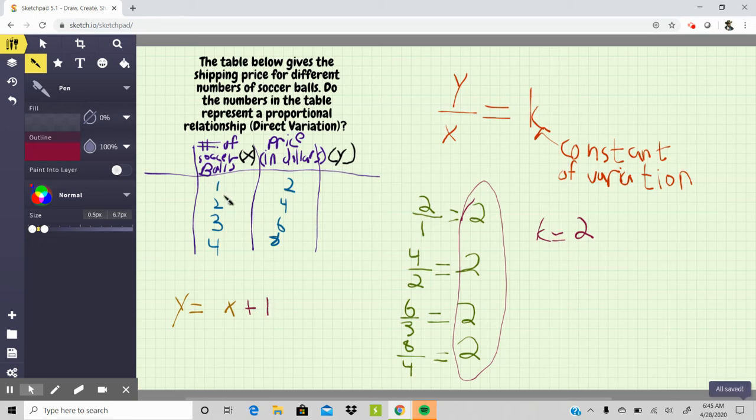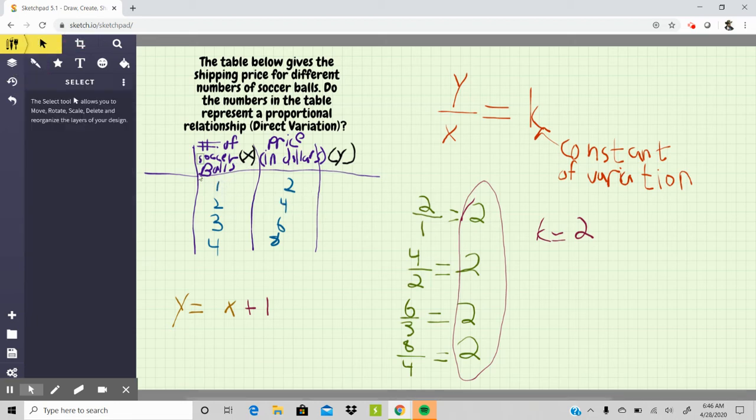If I plug in 1 for x, I have 1 plus 1 gives me 2. Hey, it checks out for this one right here. All right, so let's plug in 2 for x on this one. So I have y equals 2 plus 1. Well, that equals 3, and we need to get out 4. So adding 1 only worked for this case right here. It didn't work for the whole thing, so that means it's not our equation.